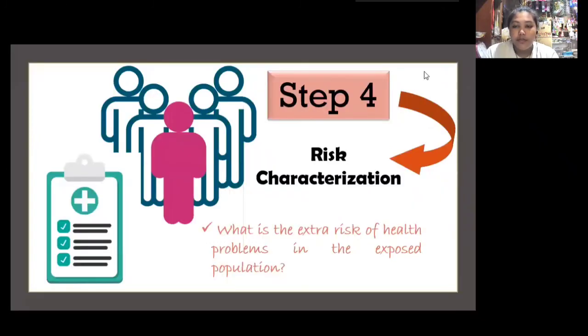And for the last step, the risk characterization, we will know what the extra risks of health problems are in the exposed population. This characterization conveys the risk assessor's judgment as to the nature and presence or absence of risk, along with information about how the risk was assessed, where assumptions and uncertainties still exist, and where policy choices will need to be made. Moreover, risk characterization takes place in both human health risk assessments and ecological risk assessments.